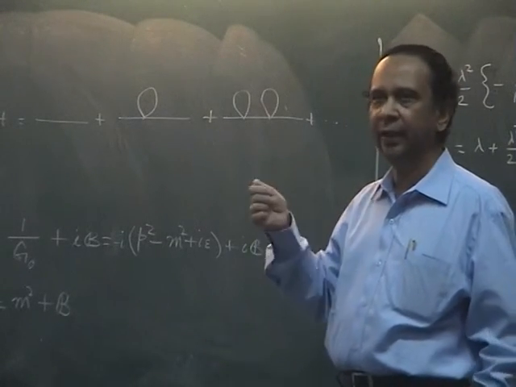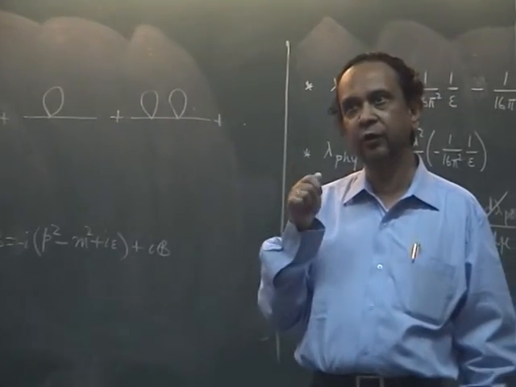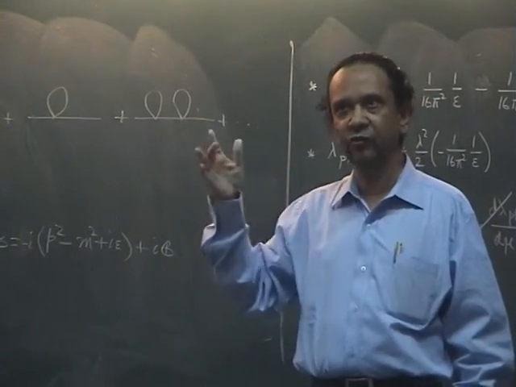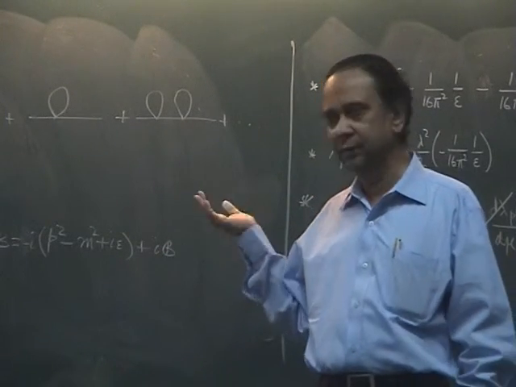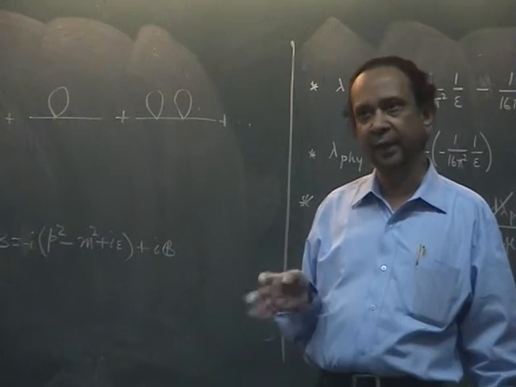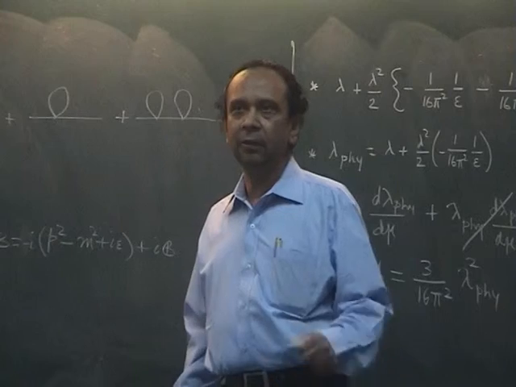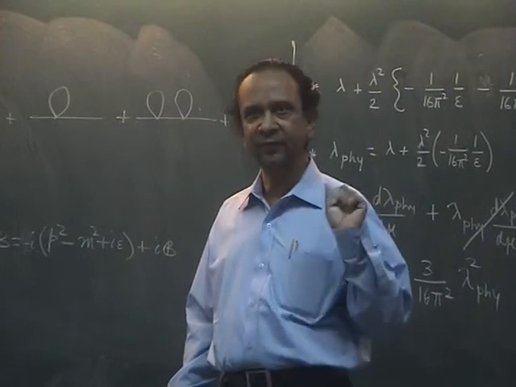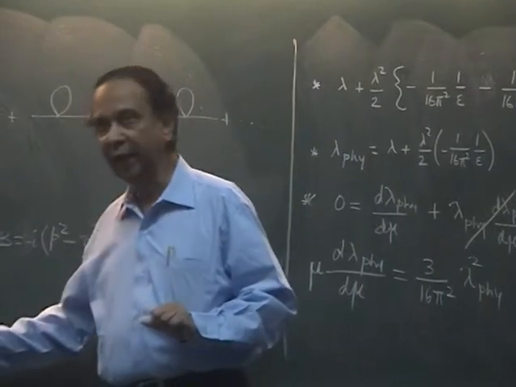You can play the same trick. You can go Euclidean and write 1 upon p squared plus m squared as the integral from 0 to infinity dt e to the minus t (p squared plus m squared). Do the p integration, and you will find it is both quadratically and logarithmically divergent. It will correspond to what we have done in the non-perturbative method, but it takes a fair amount of work to show the equivalence, so I won't do that. So this is what you get.